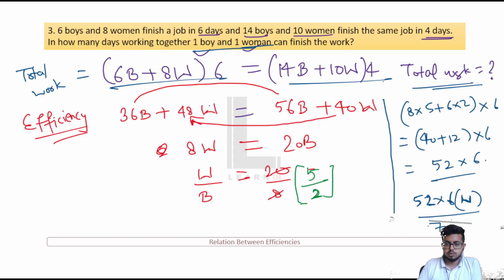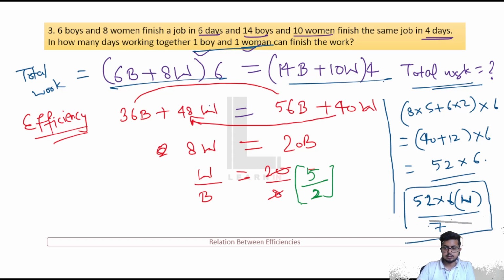So I hope you can see this. 52 into 6 upon 7 would be the amount of work, and this would be the answer. You need to find this answer as the final fraction. This is a difficult question.